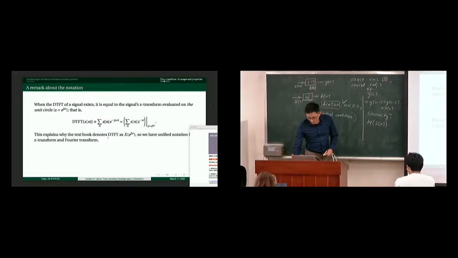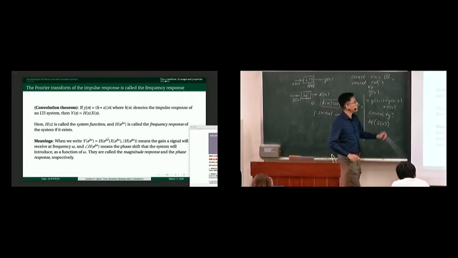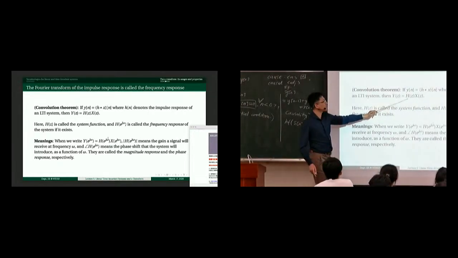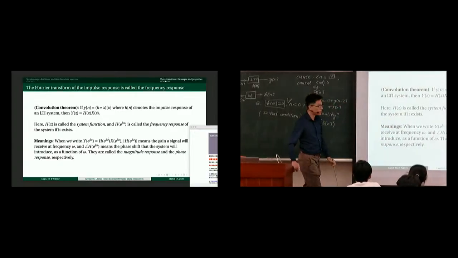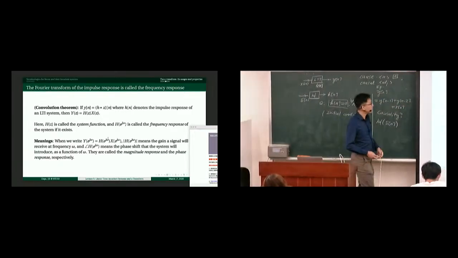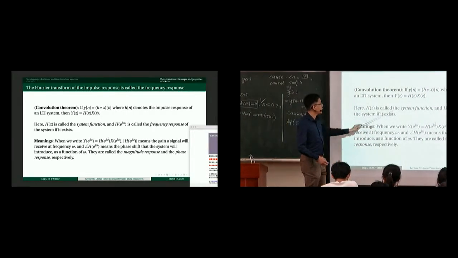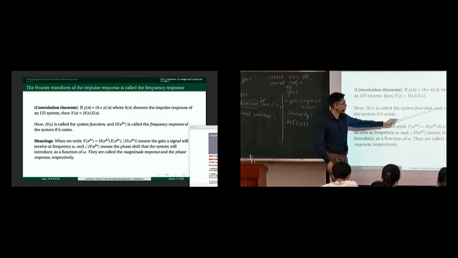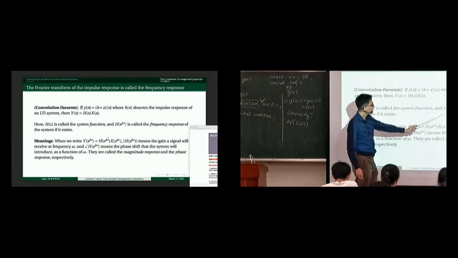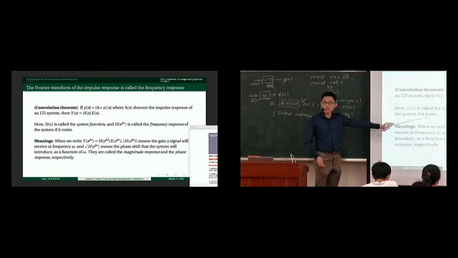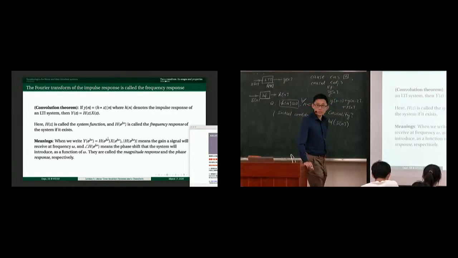So with that relation between DTFT and Z transform, there's also a convolution theorem. Multiplication in the time domain, no. Convolution in the time domain, multiplication in the Z domain. Okay, that's also true. And then with any impulse response, we can define H of Z. The Z transform of the impulse response is called the system function. When you evaluate the system function on the unit circle, again, we get the frequency response of the system if it exists.